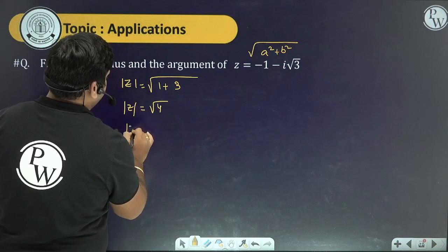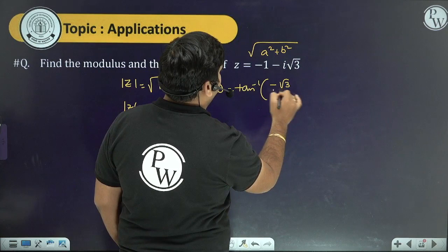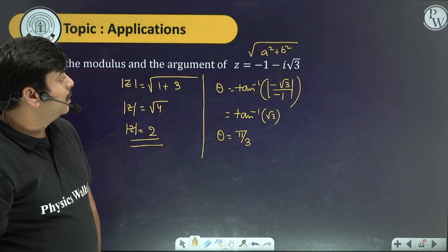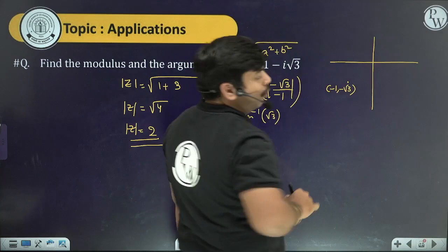And now to find the argument. So theta is equal to tan inverse of minus root 3 by minus 1 with modulus. So that will give you tan inverse of root 3 only. That is again pi by 3 only. But now we should be very careful with the angle, because minus 1 comma minus root 3 is a point in the third quadrant.